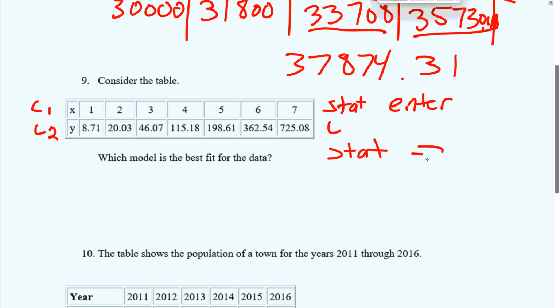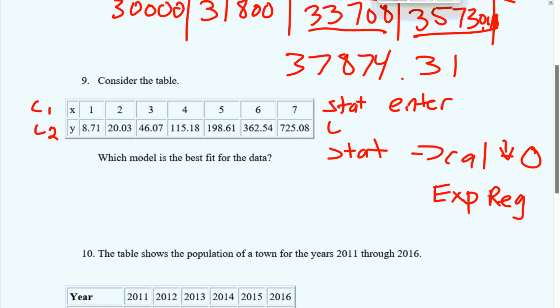Okay, so once that's in there, then I want to hit stat again, and I want to move over to calculate, and then I want to go down, and since we're in exponentials, we're kind of just going to jump down to 0, where it says exponential regression. We're going to hit enter.